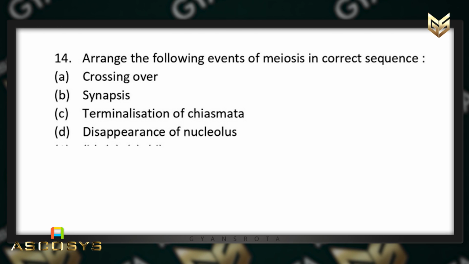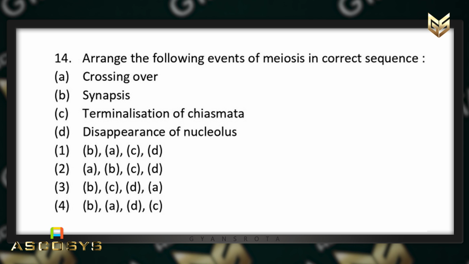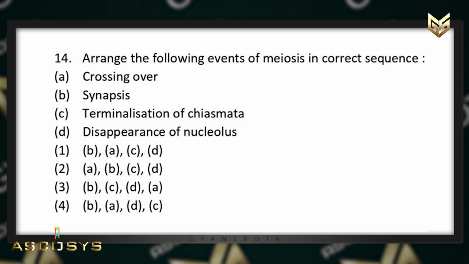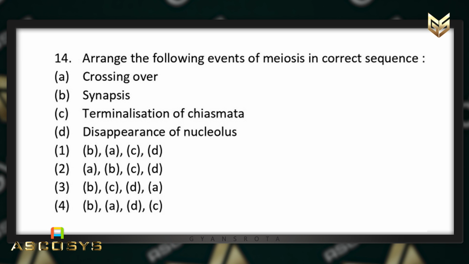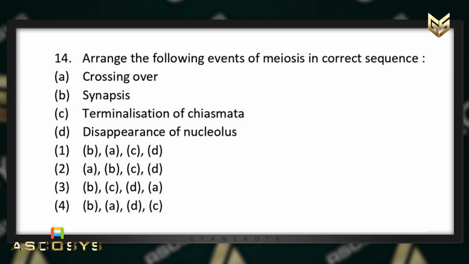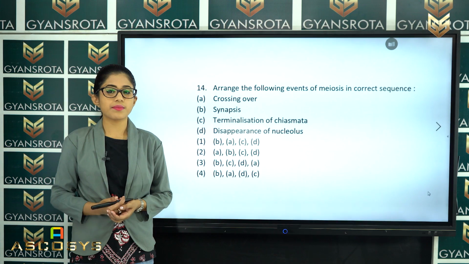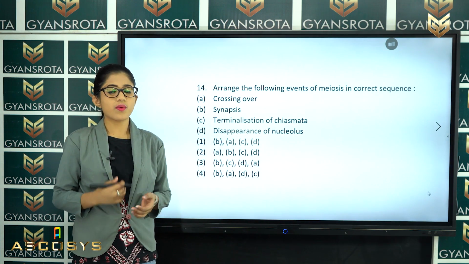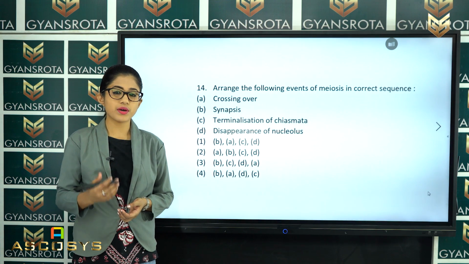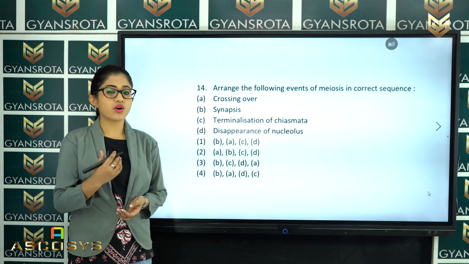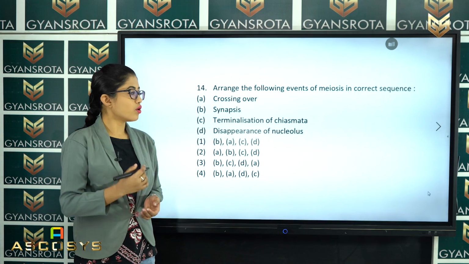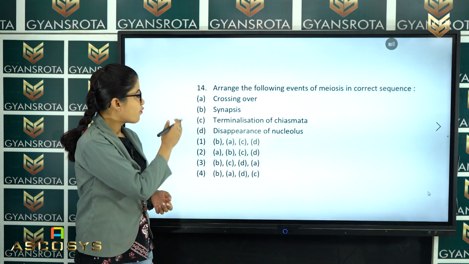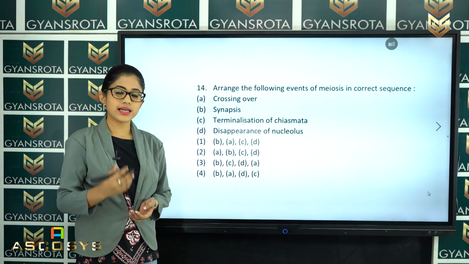Arrange the following events of meiosis in correct sequence: crossing over, then synapsis, terminalization of chiasmata and the disappearance of nucleolus. So this is from the chapter Cell Cycle and Cell Division. So it is a very easy question. While discussing the cell division of meiosis, we have got the crossing over and synapsis. So in this question, it has asked to arrange all these 4 statements in a correct order.